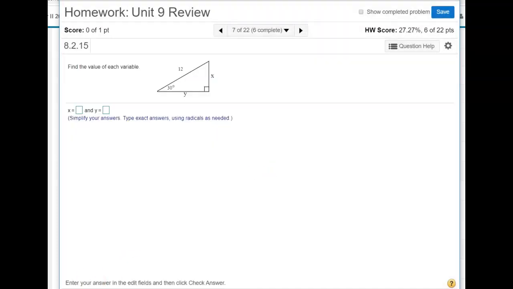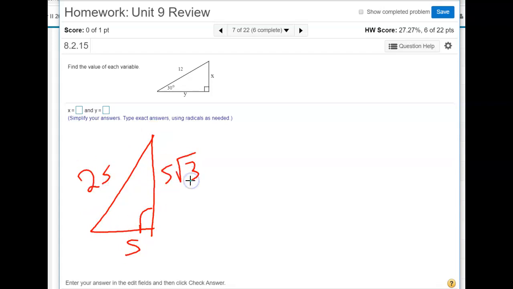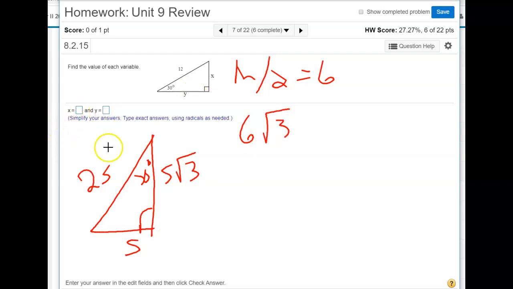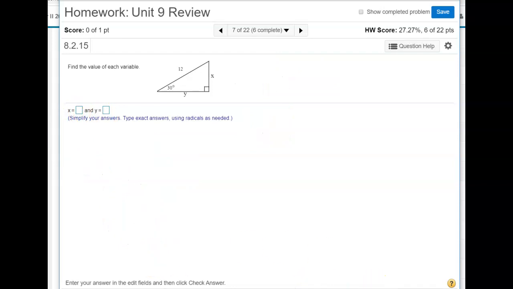All right, now we've got a 30, 60, 90. Again, if you look at your formula sheet, I'll go ahead and draw that picture out. It is labeled, this is S, this is 2S, this is S radical 3. And you've got your 30-degree angle up there. So to start with, we have the hypotenuse, which would be equal to 12, which means our small leg over here is divided by 2. So 12 divided by 2 is equal to 6. And then to get to the long leg, we simply take 6 and we multiply by radical 3. So our small leg is 6, and our long leg is 6 radical 3.